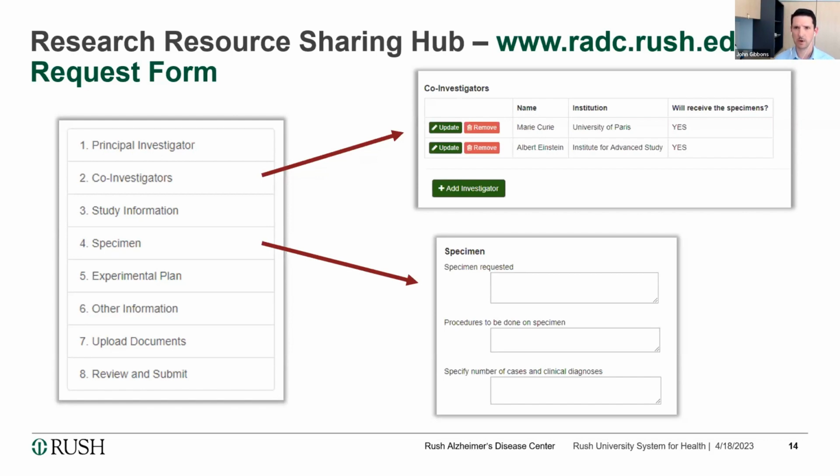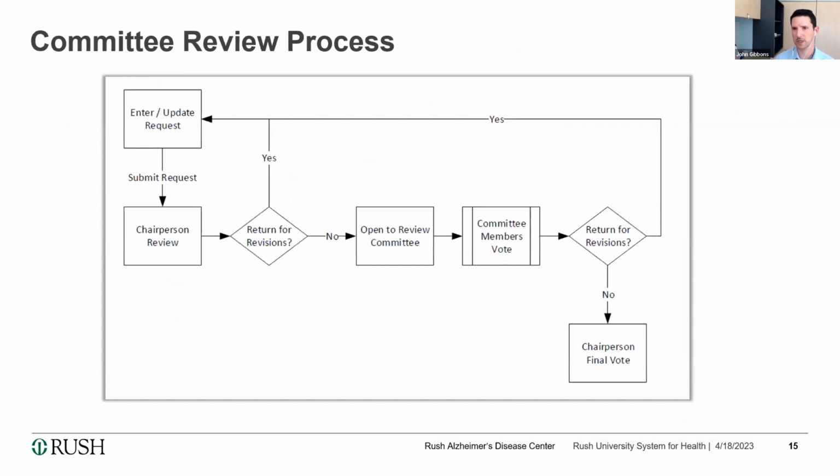Once you submit the request, we have a committee that reviews and approves it. That's part of the admin core of our ADRC that oversees this. The chairperson reviews the request. They can either return it for revisions if there's something glaring that's wrong with it, or, depending on the specimens or availability or things like that, they can open it to a committee of ad hoc members. Each committee member can vote on the request. It's an email-driven system where they come back to the website and enter their votes. Once all the votes are collected, the request can further be sent back for revisions, or it can be accepted or rejected by the chairperson.